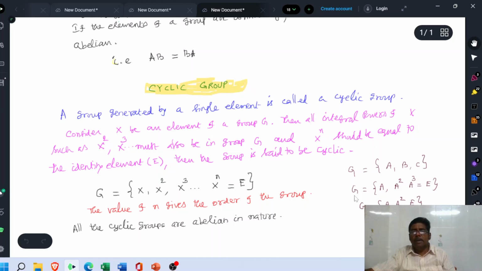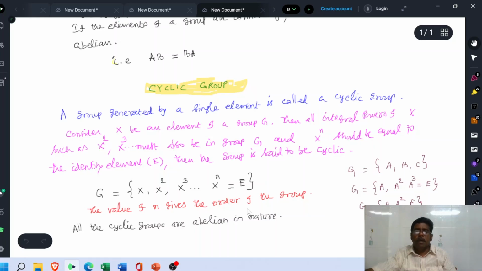Suppose a cyclic group of order 3 is taken for our consideration. G equals A, B, C. Here three elements are present. The first element is A. The second element is A square, that is B equals A square. And the third element C equals A cube. Then the value of A cube should be equal to the identity element E. Then we can rewrite this group as G equals A, A square, E. Then we can say this group is a cyclic group of order 3.